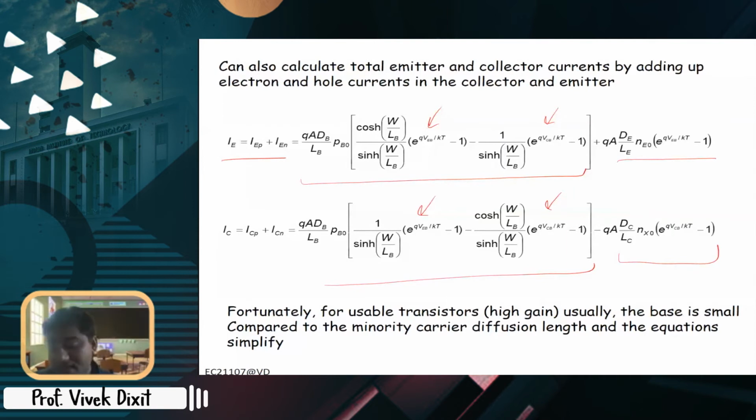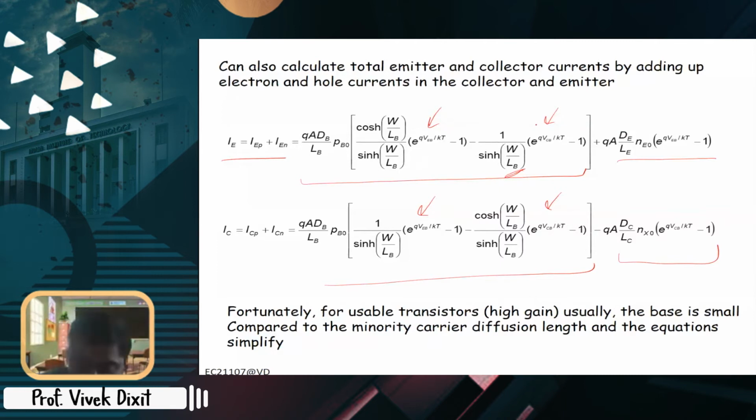So these are the expressions, and for the BJT to function properly, the width has to be smaller than the diffusion length. Now, how small can we keep the width? We can approximate the sine hyperbolic and cos hyperbolic for a narrow base width. Sine hyperbolic of x, when x is small, you can write as x only, right? And when x is small, cos hyperbolic will be close to 1.